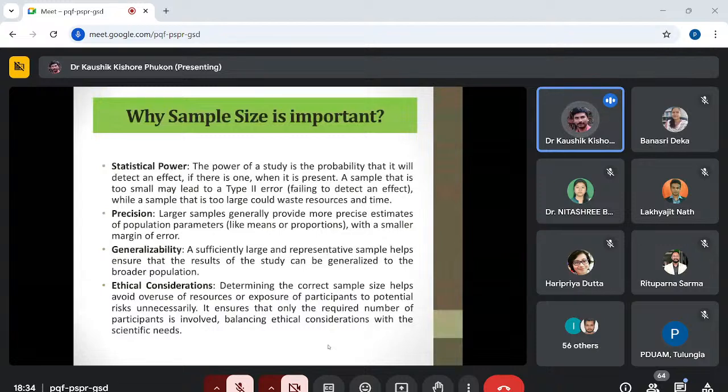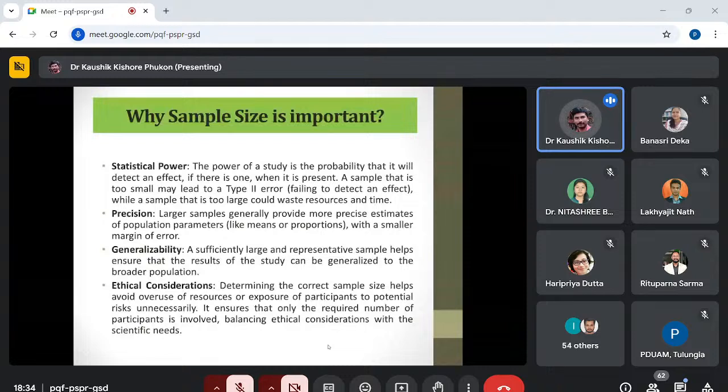The next point is the precision. Larger samples generally provide more precise estimates of the population parameters, okay? Like means or proportions, with a smaller margin of error. But how much? It should be large to what extent? Larger to what extent? Okay.